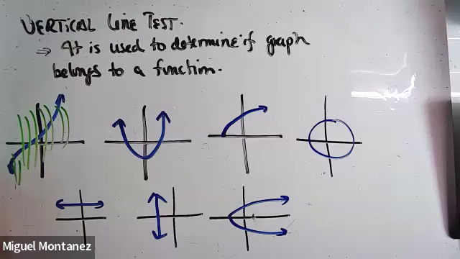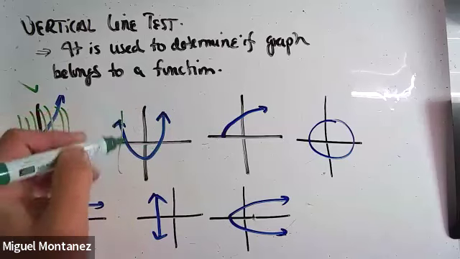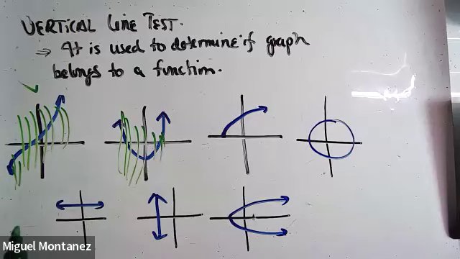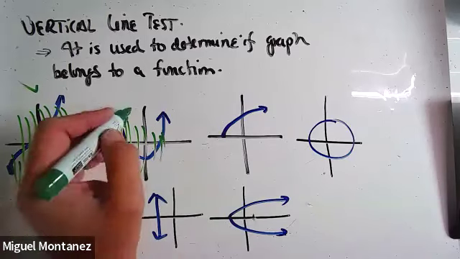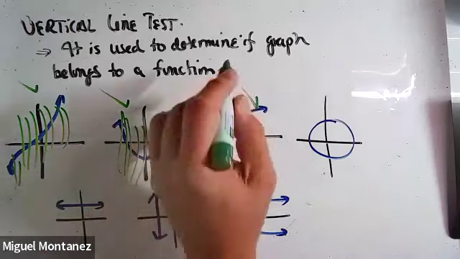Or if each line touches the graph in at most one point, then of course we are talking about a function. So this graph that I just made a mess of, this graph belongs to a function. If I have this funny looking graph, again, if I draw many vertical lines, each line touches the graph in at most one point. Therefore, yes, it's indeed a function, as well as this one.